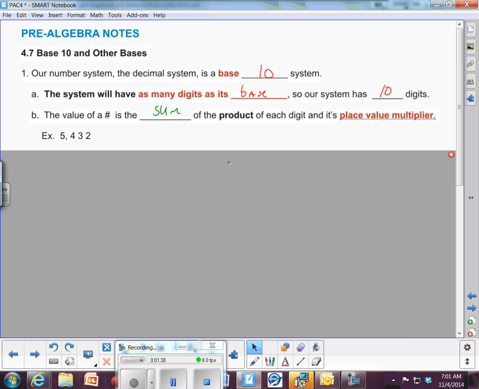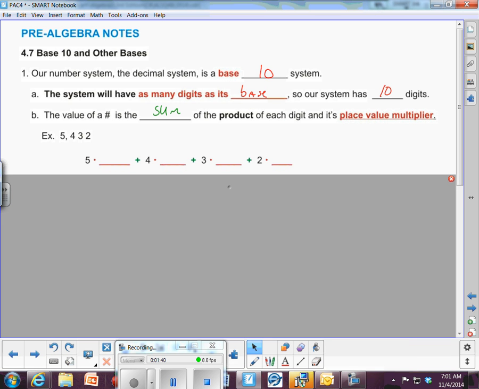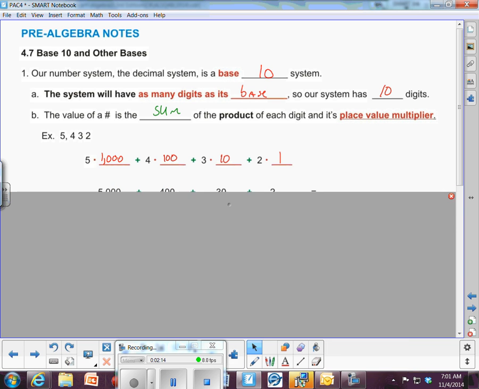Okay, so what does that do then for the number 5,432? Well, if you were going to try to sum up the digits, you have to multiply each digit by its place value multiplier. The 5 is in the thousands place, right? So that's times 1,000. The 4 is in the hundreds place, so that's times 100. The 3 is in the tens place, so that's times 10. And the 2 is in the ones place, so that's times 1. Makes sense, right? So if we were to add this number up, we would get 5,432.